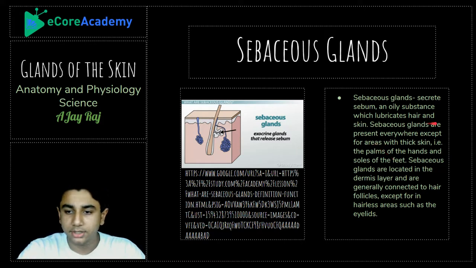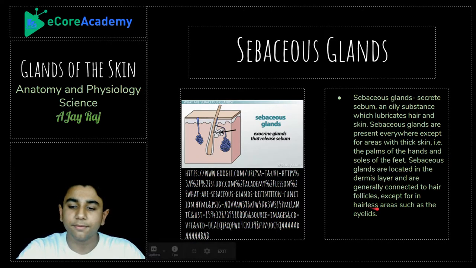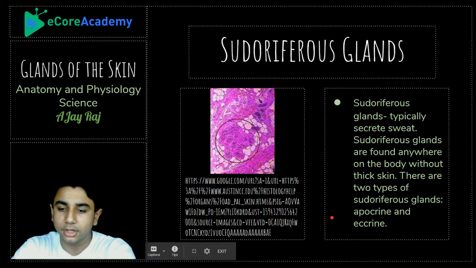Sebaceous glands are present everywhere except for areas with thick skin. Thick skin is basically skin that does not have hair on it, which includes the palms of the hands and soles of the feet. Sebaceous glands are located in the dermis layer and are generally connected to hair follicles, except in hairless areas such as the eyelids.